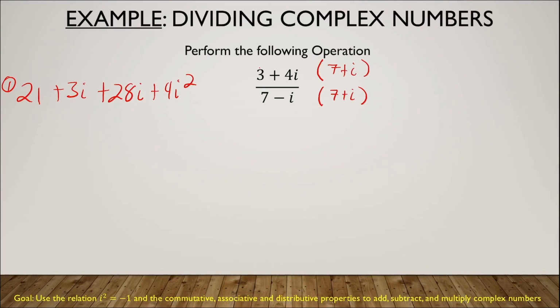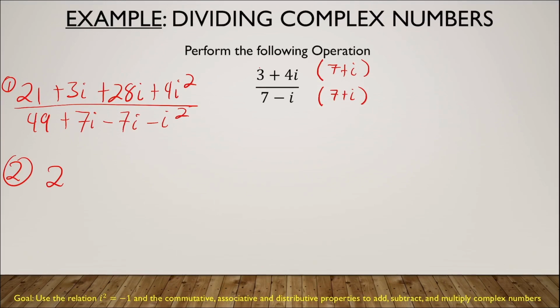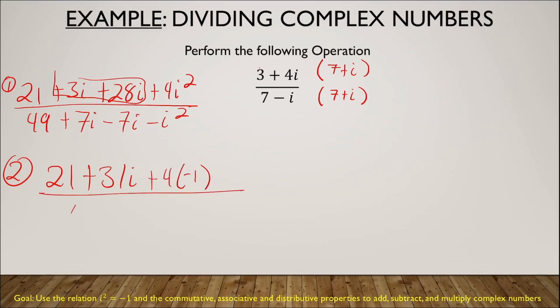Now I have to do the bottom. We get 49 plus 7i minus 7i minus i squared. Now we have to simplify all this. So I have 21. I can combine these middle terms. We get 28, plus 31i, plus 4 times i squared, which we know is negative 1, all divided by 49.